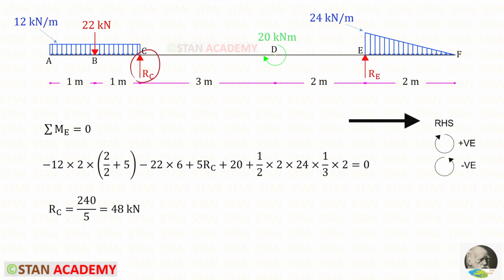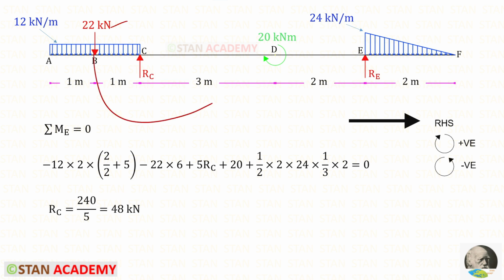To find RC, let us take moment about E. In this case we have to follow the right hand side rule. The UDL is acting in the anti-clockwise direction, so it will be negative. The area is 12 into 1 plus 1, so it is 12 into 2. The centroid distance about C is 2 upon 2, but we are taking moment about E, so we have to add the remaining distance which is 3 plus 2, so it will be 5.